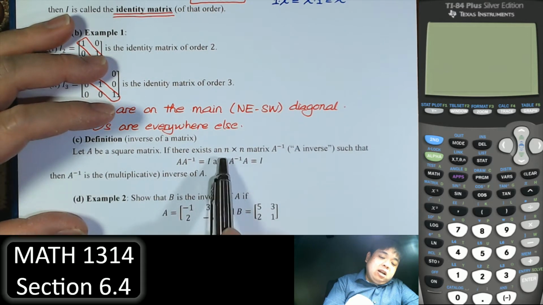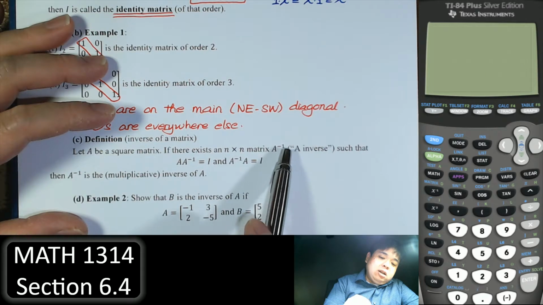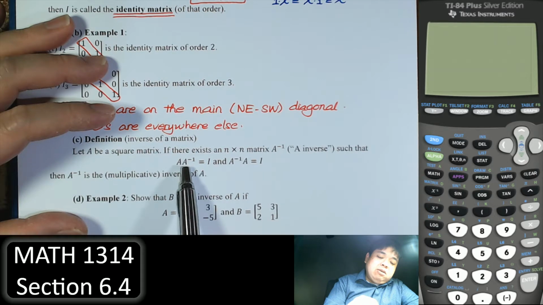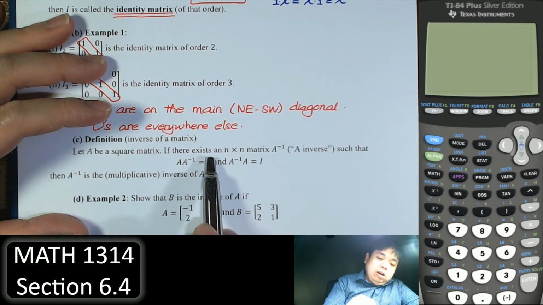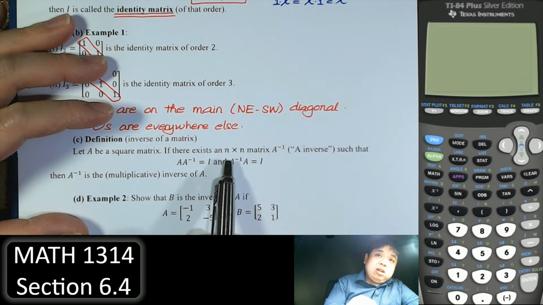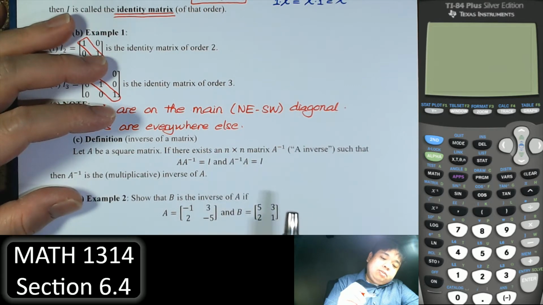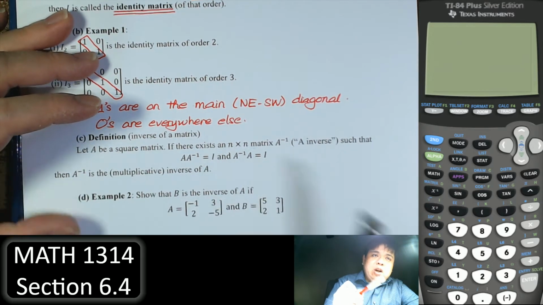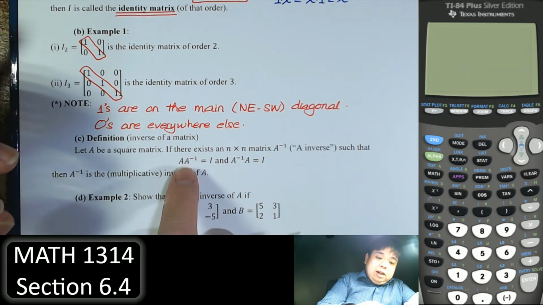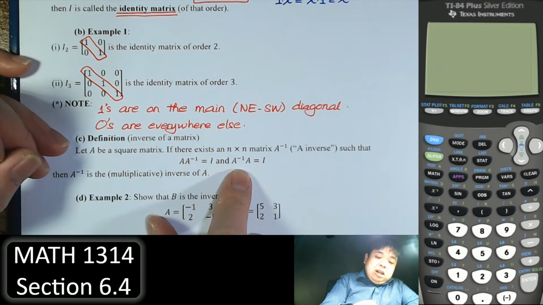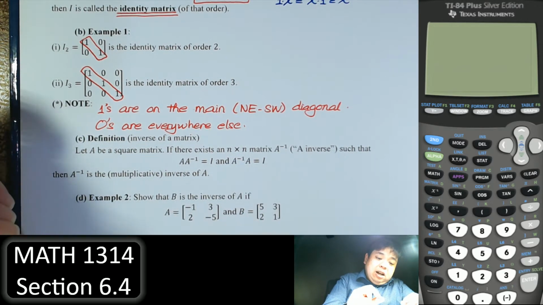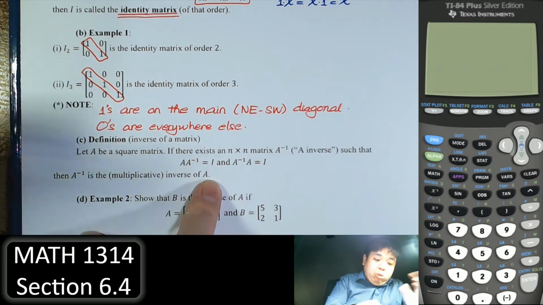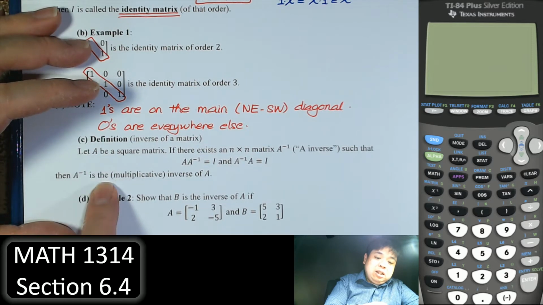If there exists an n by n matrix, say A inverse, such that A times A inverse is equal to the identity matrix, and A inverse times A is the identity matrix as well, so we need both of them, then we say A inverse is the multiplicative inverse of A. Once again, the inverse is unique, so that's why it is the inverse.